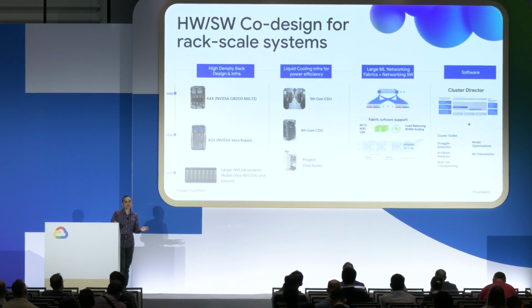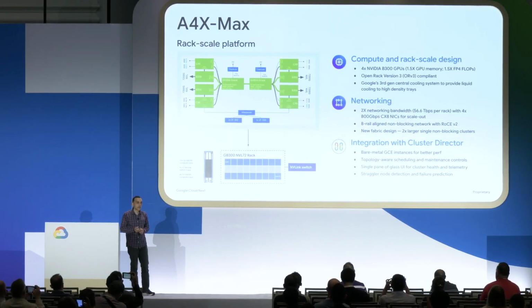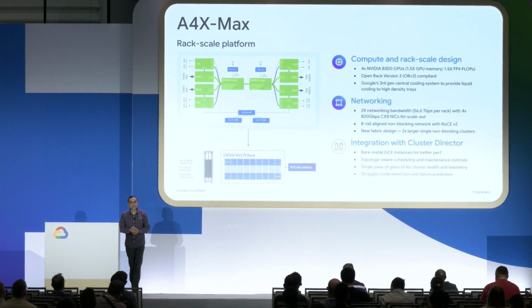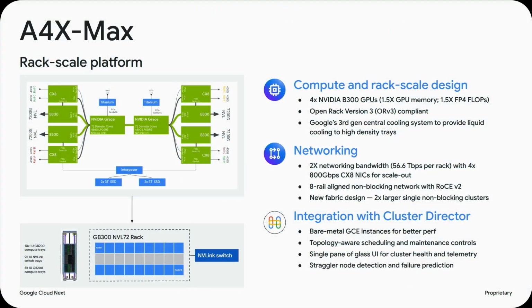So now that we covered why we are building these systems, let's look at what these systems are. This is a picture of the A4X Max, the GB300 system. It is an OCP compliant rack. We build an industry standards rack which combines 18 servers and 9 switches in a single rack, all connected with an NVLink cable backplane that connects all the B300 GPUs together. And we also scale out using CX8s with an 8-rail optimized design.